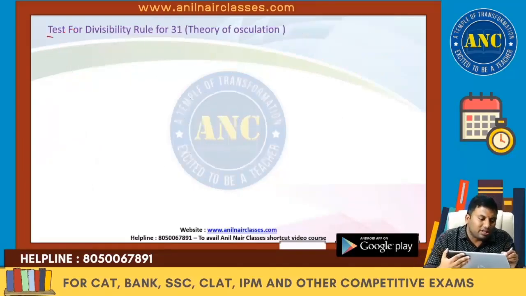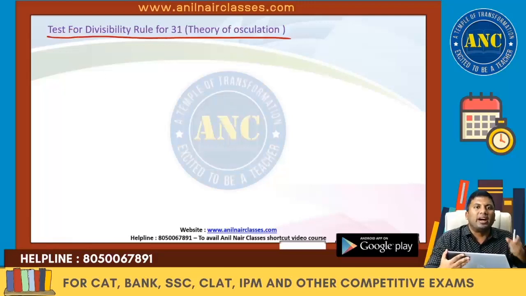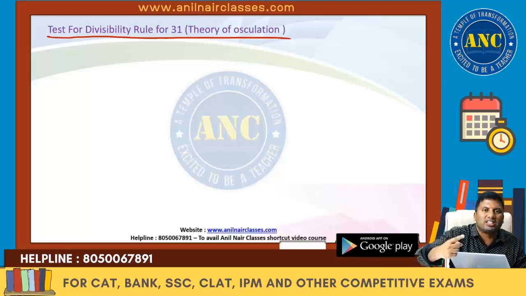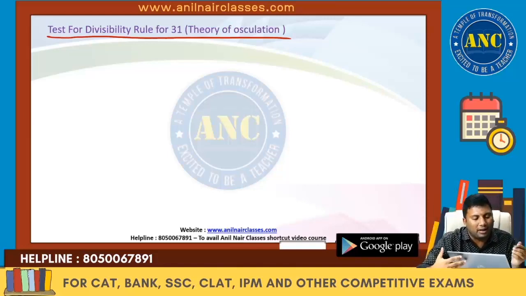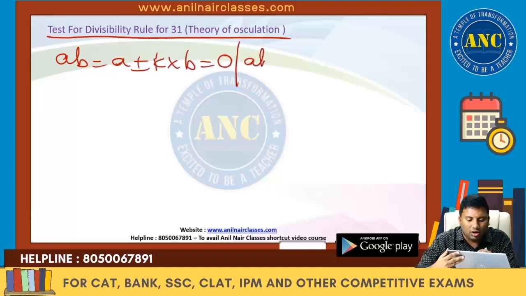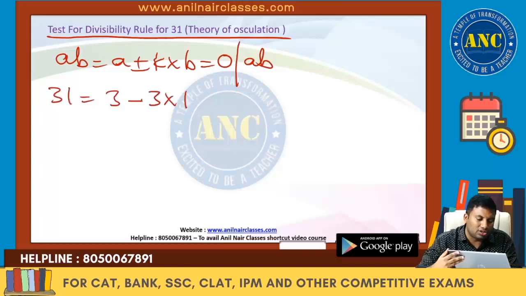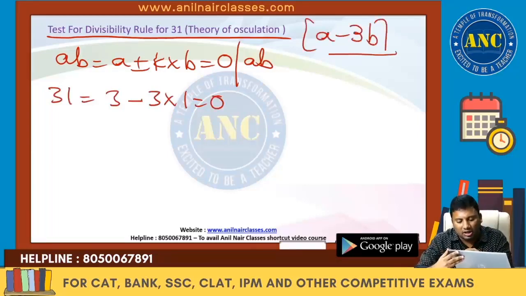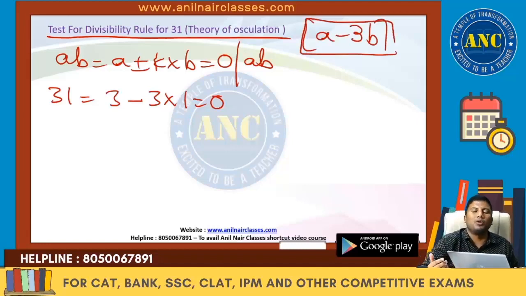Next one, test for divisibility rule for 31. You can teach the teachers also the concepts if you listen to my class. Watch this class on divisibility rule for 31, go and teach the teacher how a divisibility rule for a prime number can be obtained. A plus or minus k into b is either 0 or a multiple of 31. This can be written as 3 minus 3 into 1 is 0. So the divisibility rule for 31 is a minus 3b. Are you all with me?